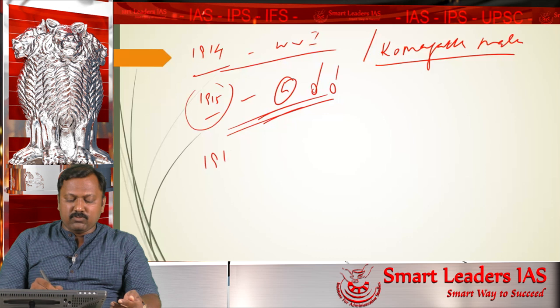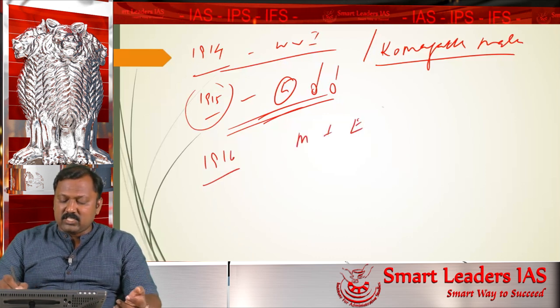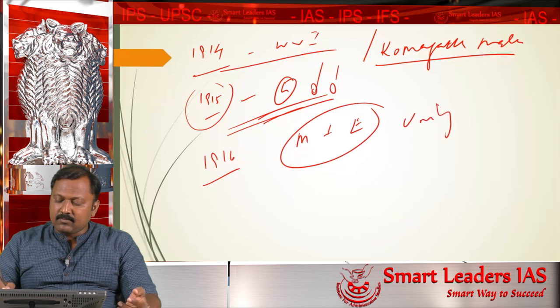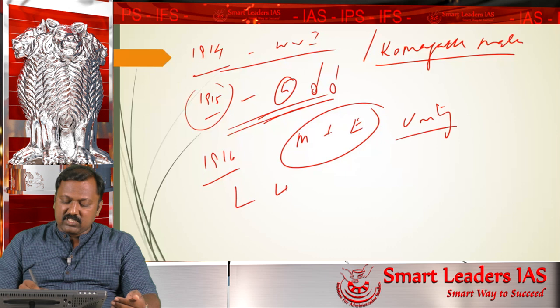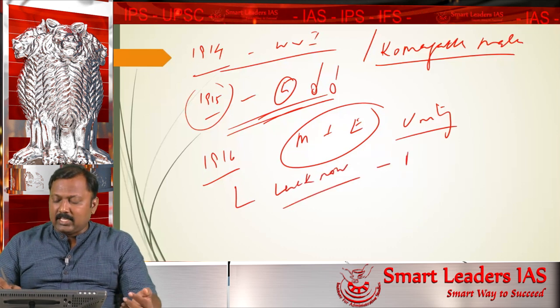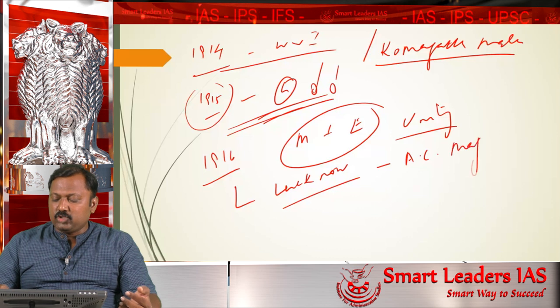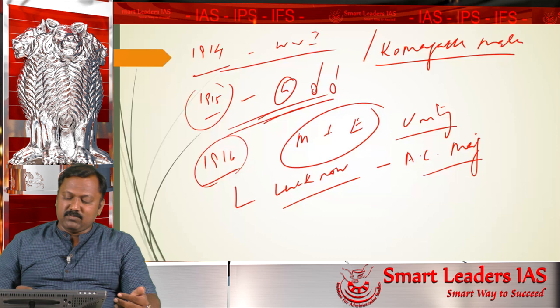But in 1916 you please understand, the Congress, which is divided into moderates plus extremists, they unite. This is called moderate-extremist unity, in a place which is called Lucknow. At the Lucknow session, the moderates and extremists unite, and the president happens to be A.C. Majumdar. So moderates and extremists, they united.